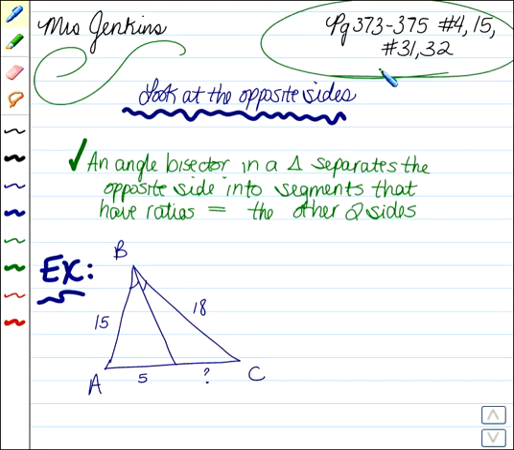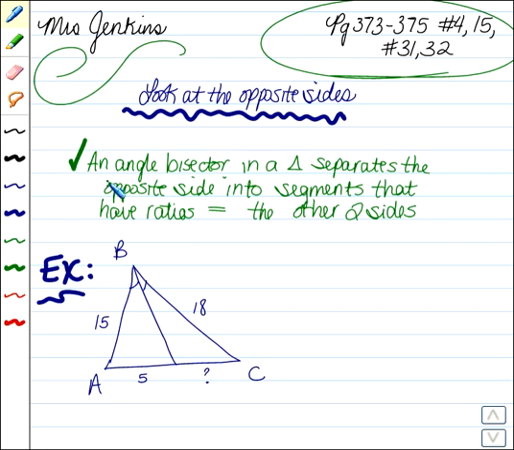and 32 on page 373 to 375. We're going to take a look in these types of problems at the opposite side. What I mean by that is when you have a triangle and you have an angle bisector.